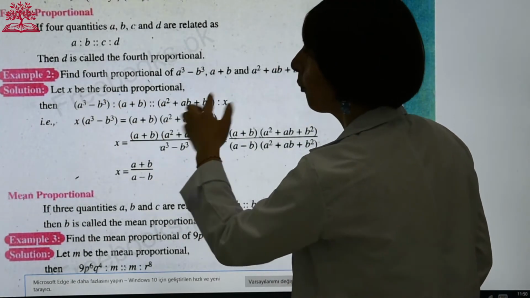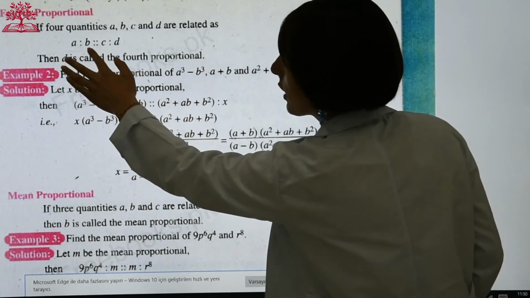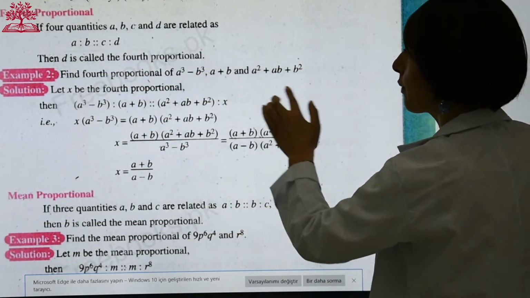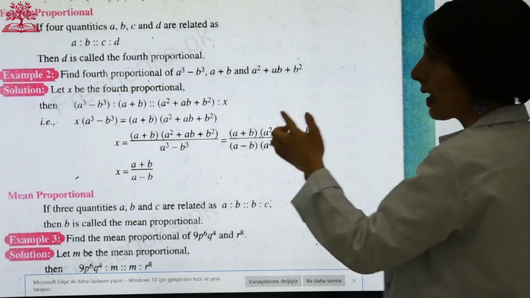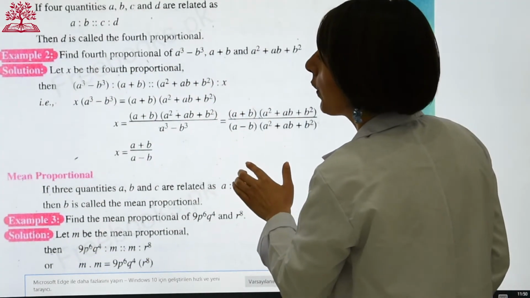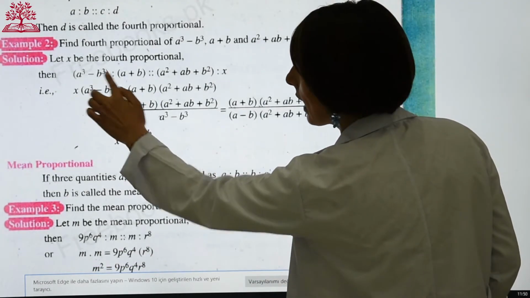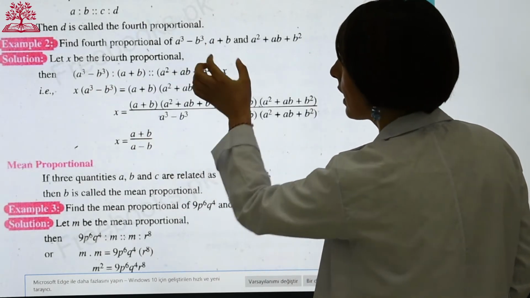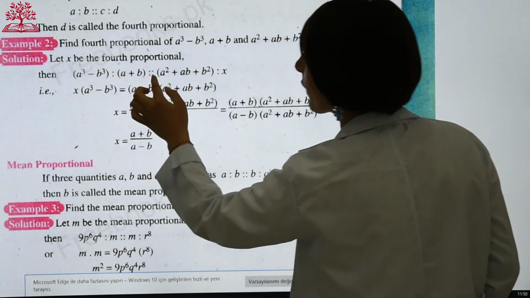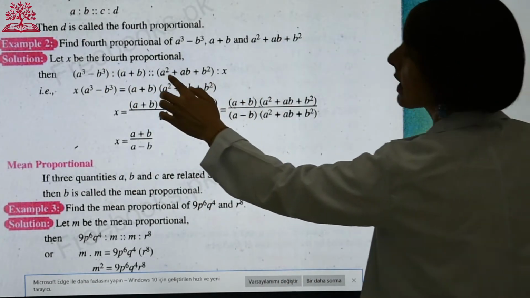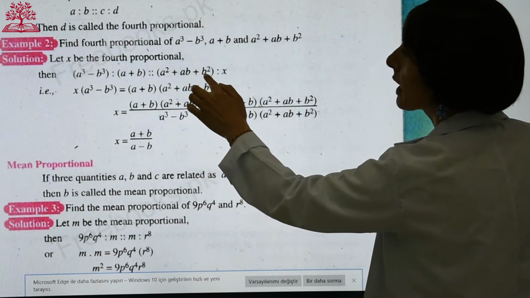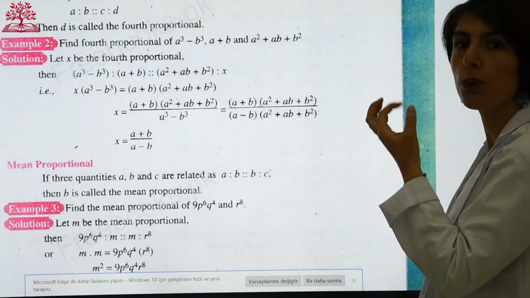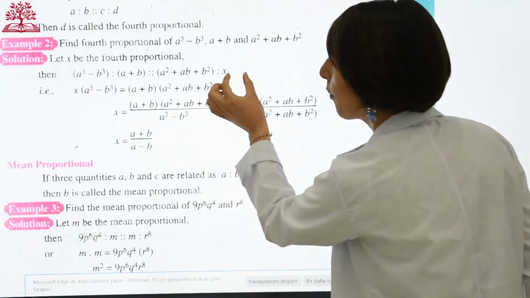Let x be the fourth proportional. So now we know that A to B equals C to D. So this is my A, this is my B, this is my C, and I have to find the D because the exercise says find the fourth proportional, right? So I can write in this case that A to B, so A to the power 3 minus B to the power 3 to A plus B, this is my B, I'm talking about this B, equals C, that is A to the power 2 plus AB plus B to the power 2, to x. One more time, I know that the product of extremes equals the product of means. So these are my two extremes.